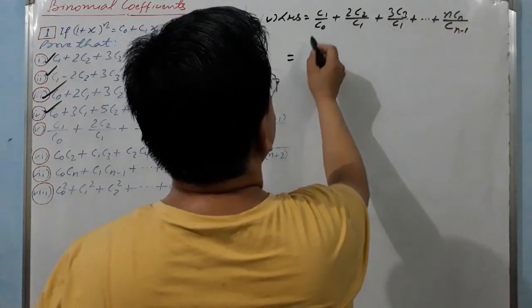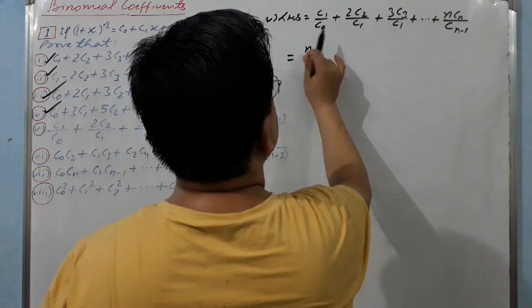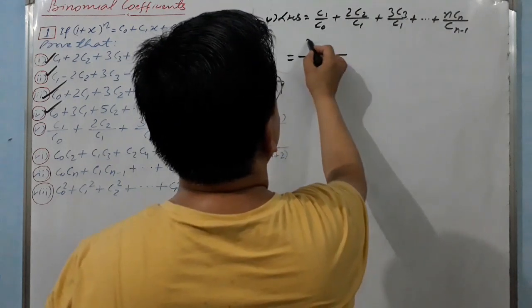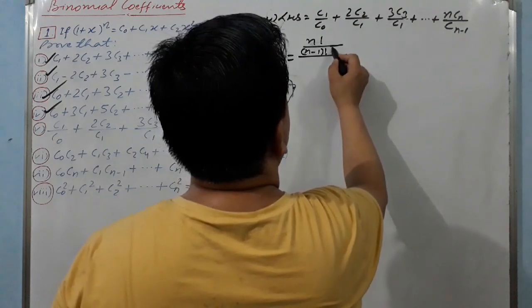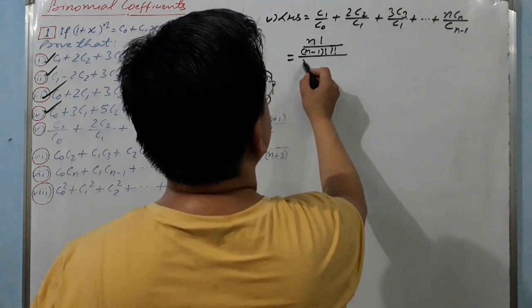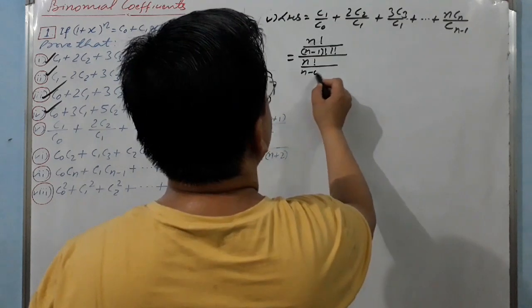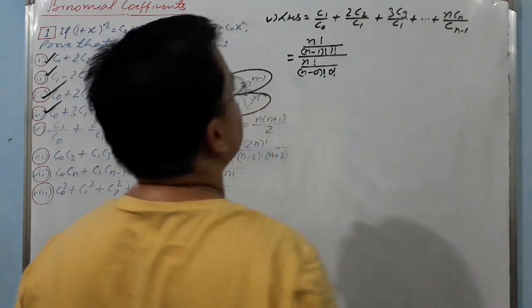C1 means nC1, n factorial over n minus 1 factorial and 1 factorial. C0 means n factorial over n minus 0 factorial and 0 factorial.